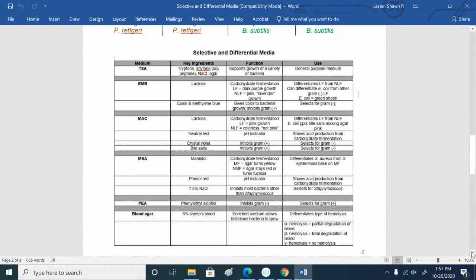And PEA, all it does is select for gram-positive bacteria, and that's it. Now you see blood agar on this chart because in the future, we will look at and talk about blood agar. So it's TSA with 5% sheep's blood, and that will allow us to differentiate. But we'll get into that much later. And then just for comparison, at the top, we have TSA, which is our general all-purpose medium that allows a wide variety of microorganisms to grow.